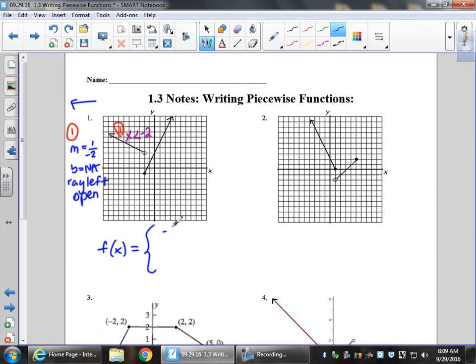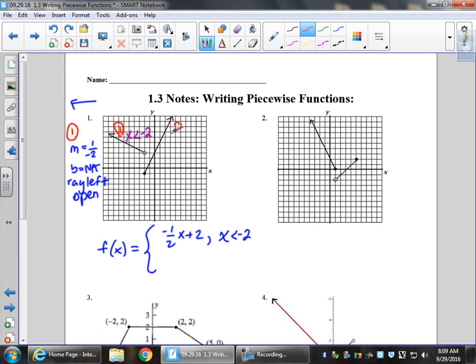So we're going to write negative 1/2 x plus 2. But what restriction do we also know is associated with this piece? Good job. X is strictly less than negative 2. So we are restricting that line from ever actually crossing that intercept. Yes? No, we just draw one big open curly brace. Very good. Okay, so let's repeat the process.